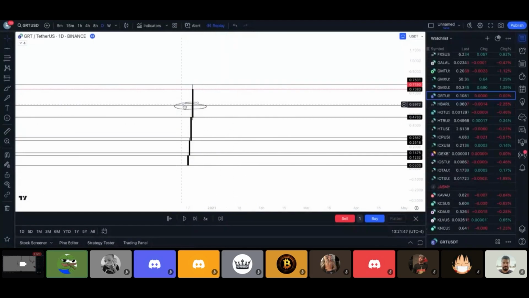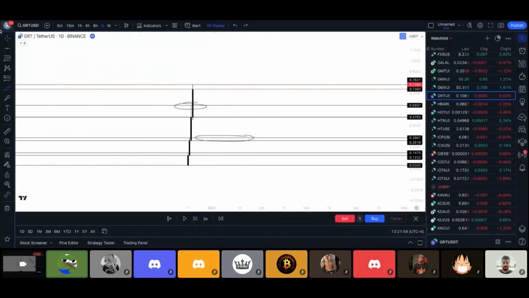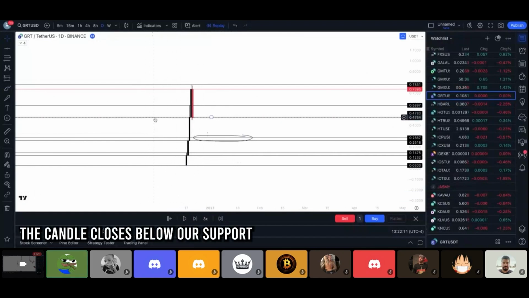So we know that supports are kind of weak around here. The real significant area of support is right here. It might not get there, but this is the real significant area. Can you try this level? Sure, but you want to wait for a reaction. And we know that the price reacts around this level, right? It will reject. That's what happened, and the candle closes below this line.